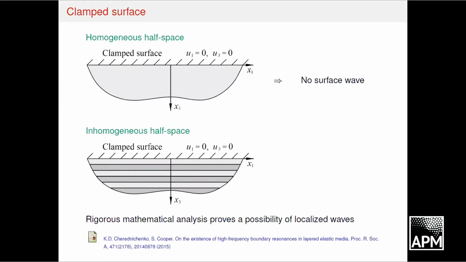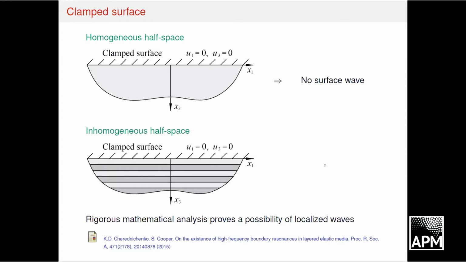So usually, just as I was saying, if we have a homogeneous half space and we have a clamped surface, no displacements here, there'll be no Rayleigh waves. That's very clear and well known. However, if you take the inhomogeneous half space and still clamp the surface, it seems possible. Some localized solutions are possible. And there was a recent paper that has proven this possibility by Kirill Chernyshenko and his co-worker Shane Cooper.